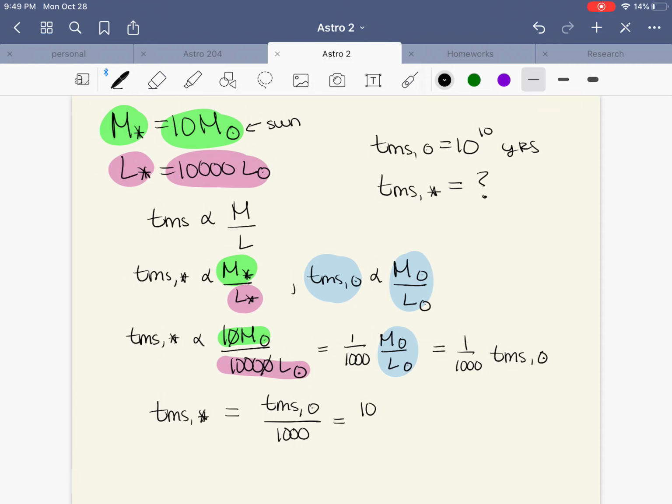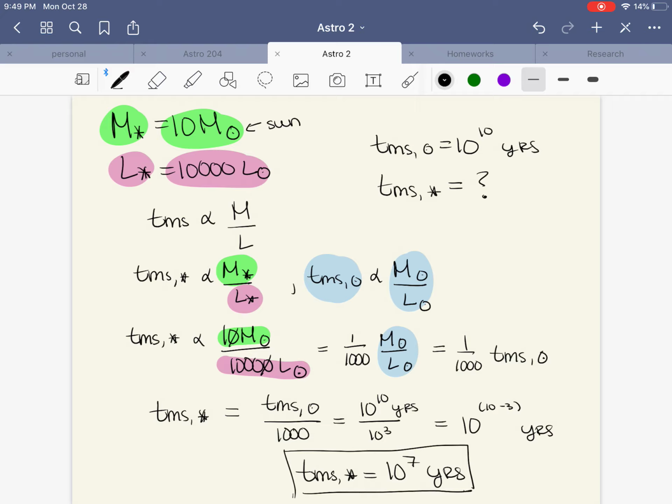And that is 10 to the 10 years. 1,000 is 10 to the 3. If I'm dividing something in scientific notation, then I subtract the exponents. So this is going to be 10 to the 10 minus 3 years. So that gives me that the time on the main sequence for this star is 10 to the 7 years. And remember to put your units always.